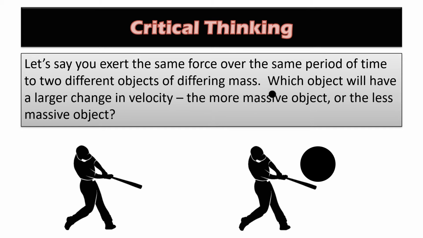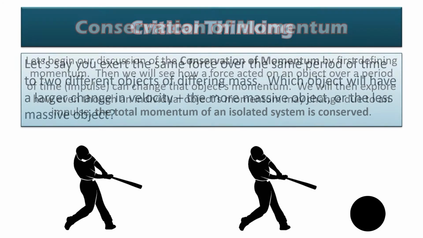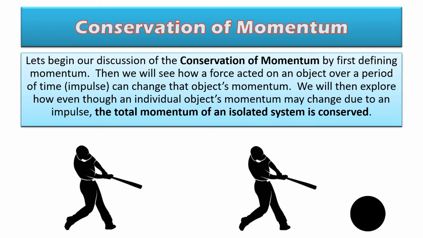Hopefully, you said the less massive ball will gain more velocity, and the more massive ball will gain less velocity. But it's the same force acting over the same period of time in both cases. Because the mass is different, the change in the velocity is different. And this whole idea is leading us into these concepts of impulse and momentum, and the conservation of momentum.